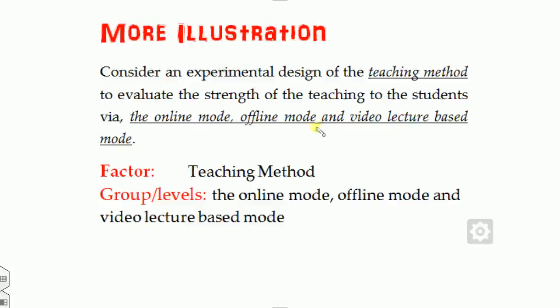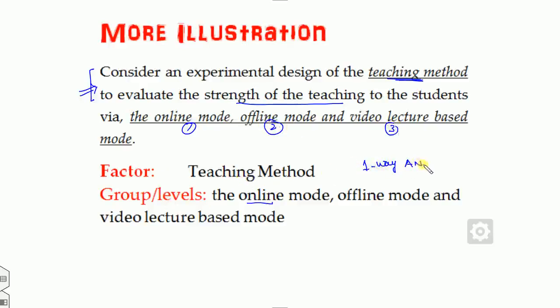Let's say one more example. Consider an experimental design of the teaching method to evaluate the strength of the teaching to the students. Up to this line, how many factors have you seen? The strength is not a factor. So in this experimental design on the teaching method, there is only one factor associated with the measurement, and that is the teaching method. And what are the levels? How you teach them: either in online mode, or offline mode, or video lecture based. So there are three groups. Since there is only one factor, we call it one-way ANOVA.